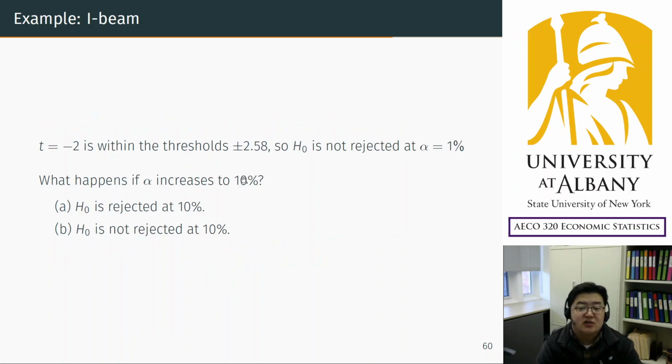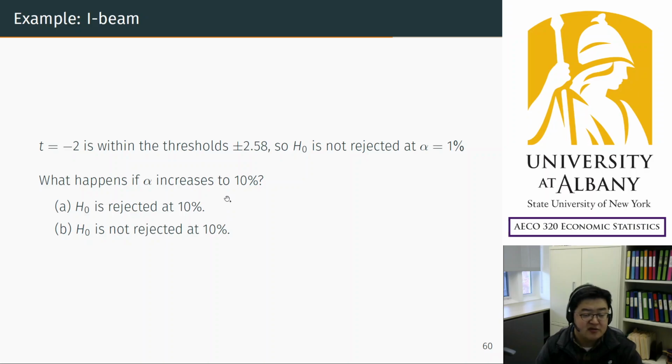Okay, so now, what happens if you increase alpha to 10%? Think about this. So far, we considered 1% significance level, and the result was not rejected. Threshold was 2.58, t-statistic was -2. What happens if you increase alpha?